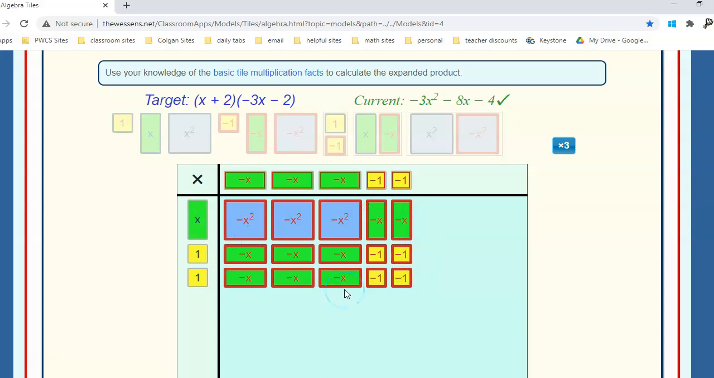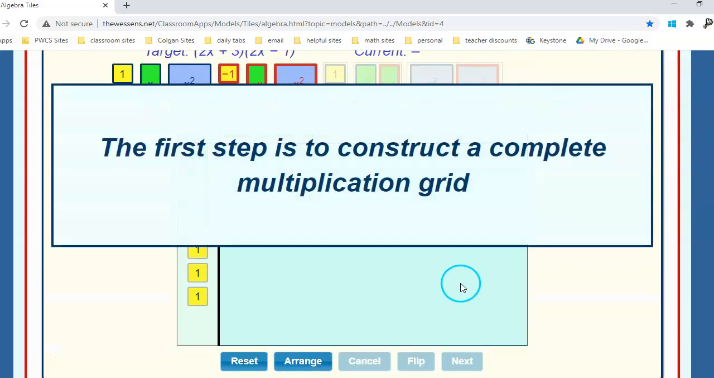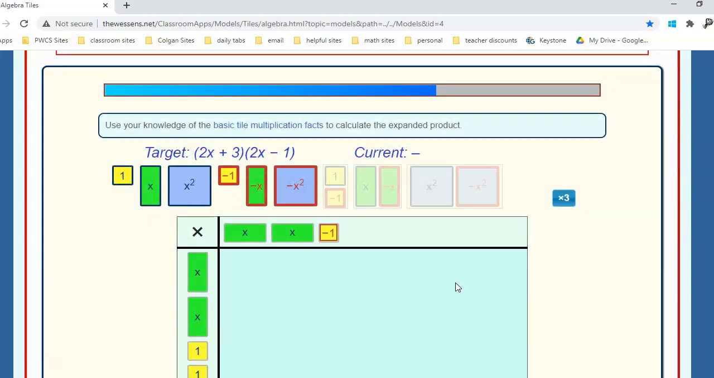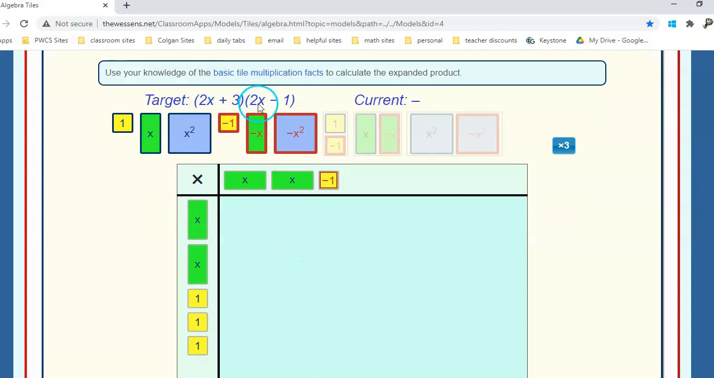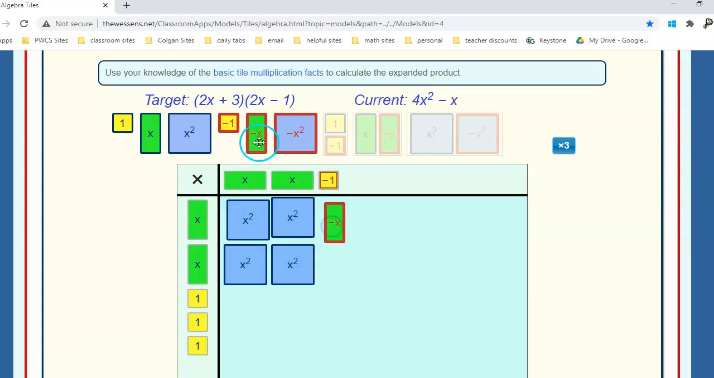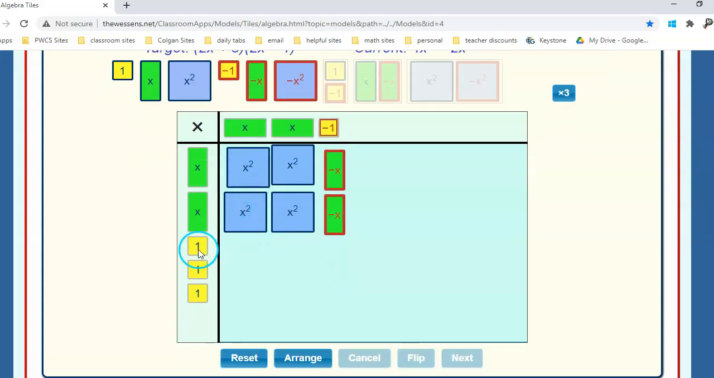Now in a bit I'm going to show you how to do this algebraically if the algebra tiles is not for you. But I just want to show you one other example you might get if you're doing this with algebra tiles. So in this case, we have 2x plus 3 and 2x minus 1. This will usually happen if you have a positive and a negative like this. So here we have x times x, well that's x squared. X times negative 1 is negative x. 1 times positive x is positive x.